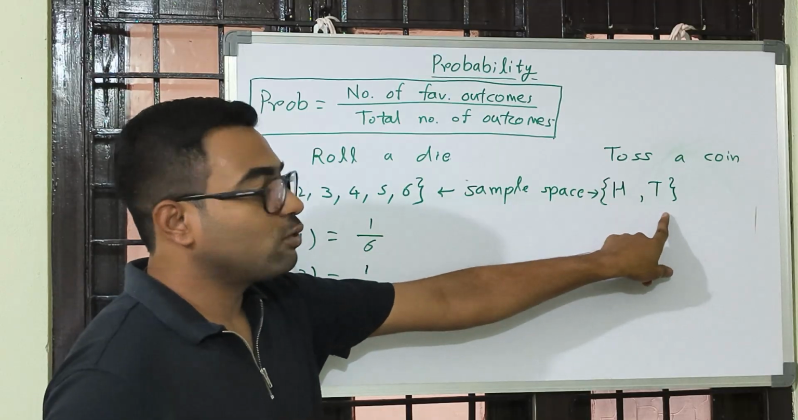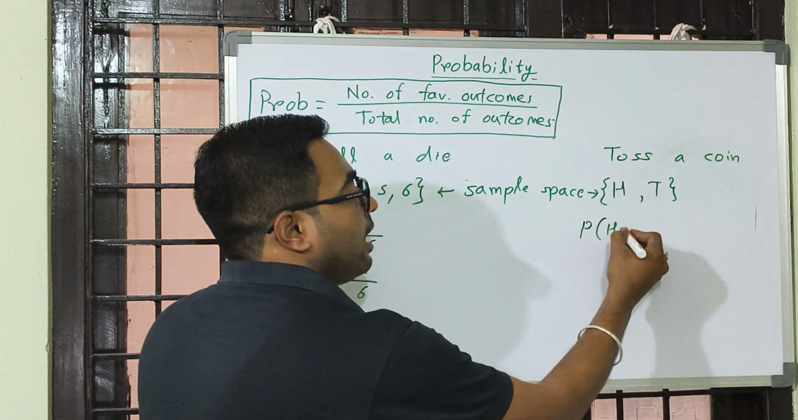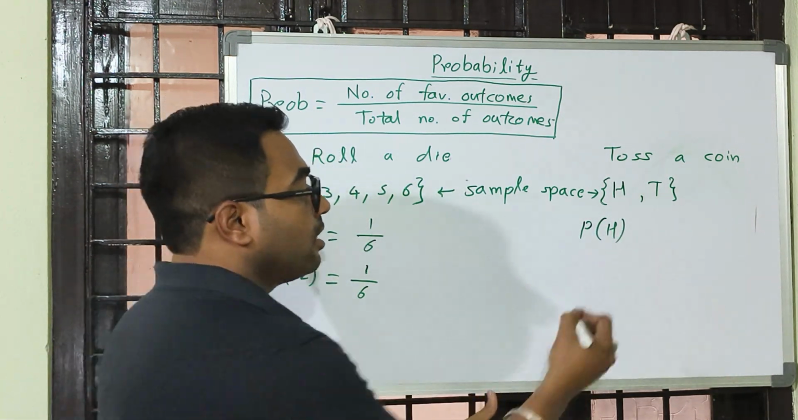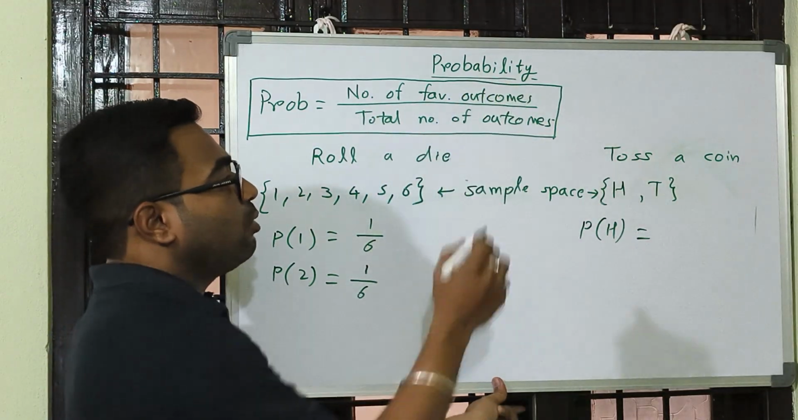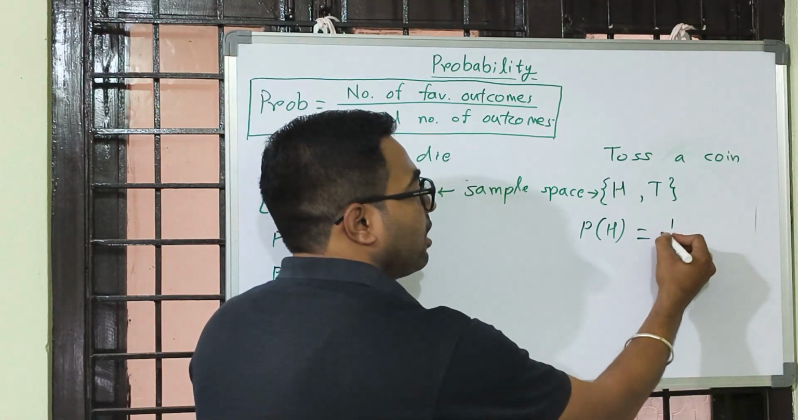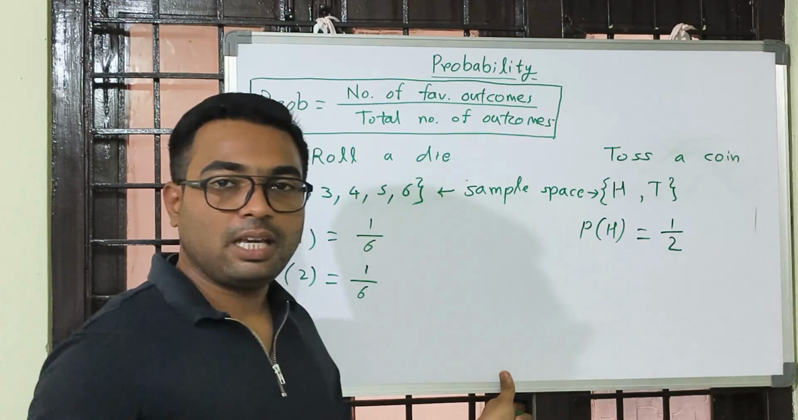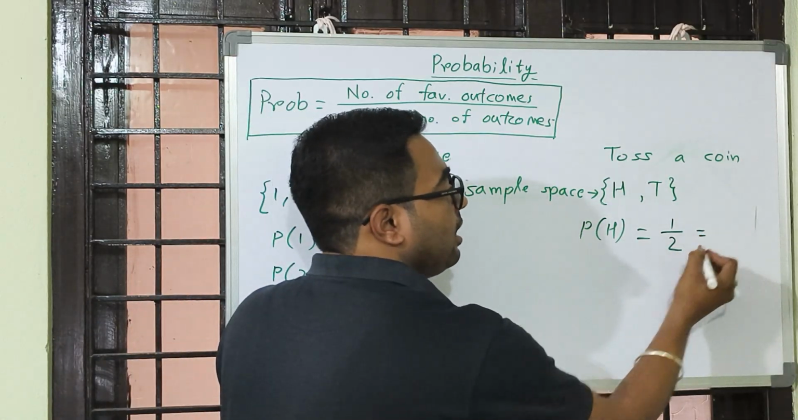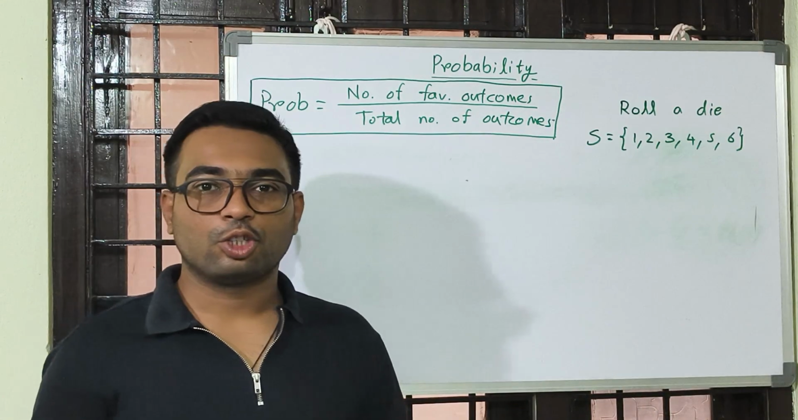Similarly, in case of tossing a coin, if I want to find the probability of getting a head, what will be it? We will go through definition of probability, number of favorable outcomes. So in the sample space, I have only one head and there are total 2 outcomes. So its probability will be 1 by 2, and similarly, probability of tail is also 1 by 2.